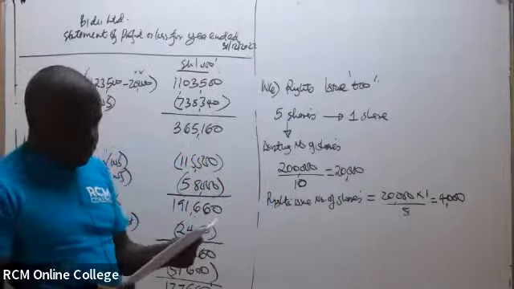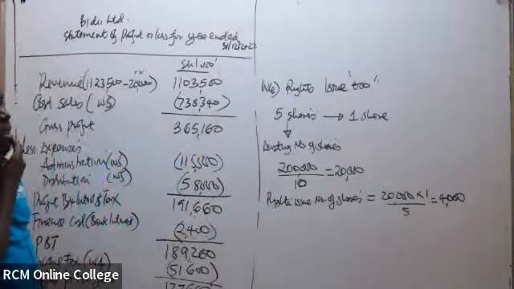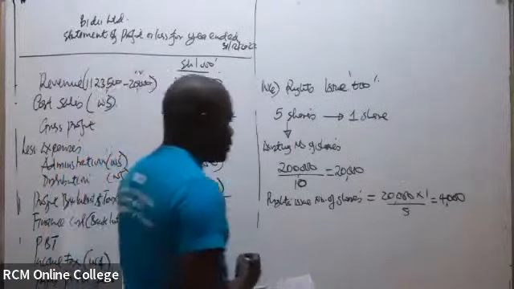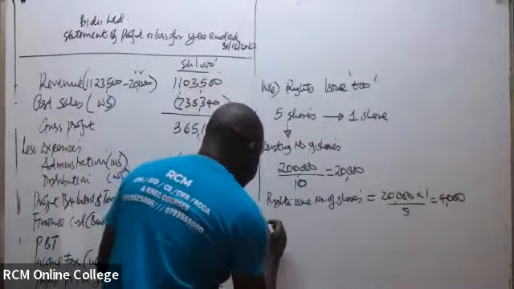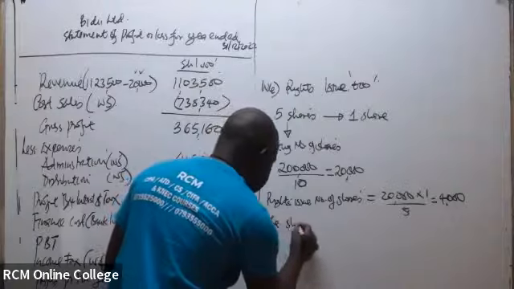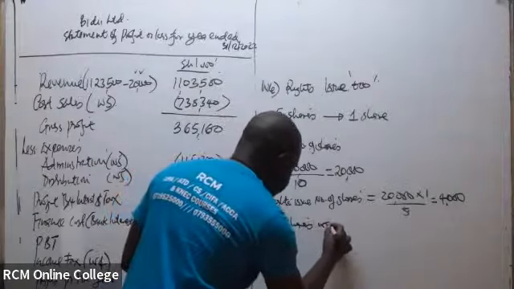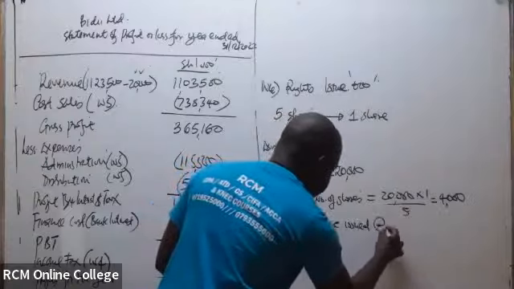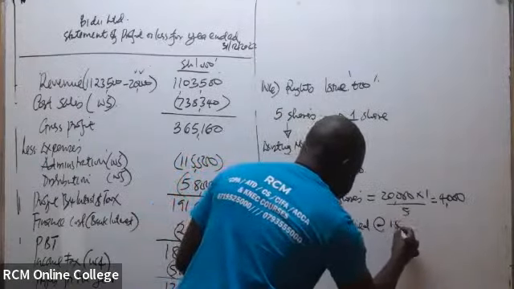Then, of course, you're told that in this case they actually issued these shares at a price of how much? 15 shillings. The shares were issued at a price of 15 shillings each.